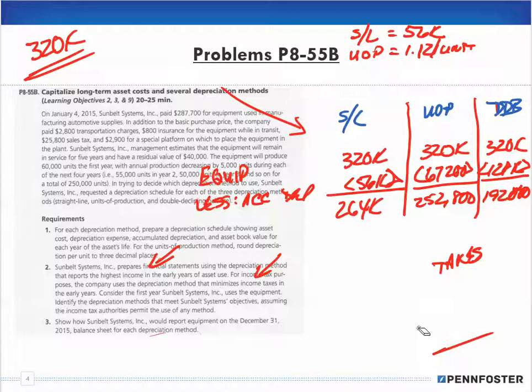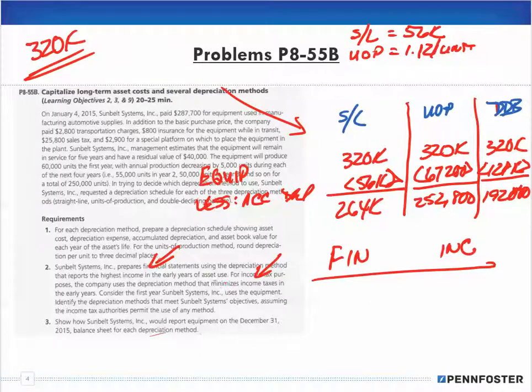So with that said, it's telling you now that we have financial and we have income tax, but it tells us here, assume that the income tax authorities permit the use of any method. And so what we're looking at here is it's basically trying to say, which method best defines our objective? And our objective here is to report the highest income in the early years of asset use.